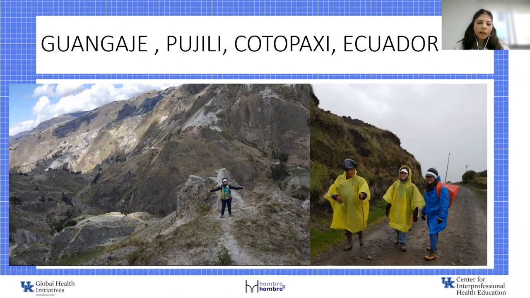So we learned in the rural area the importance of teamwork and how to transfer what you have learned in the classrooms to the countryside, with nature and without all the equipment and facilities you have in the hospital or in the health center. Please, the next slide.